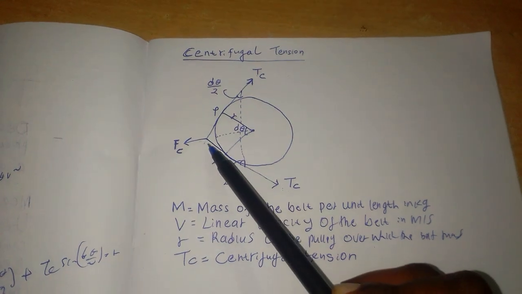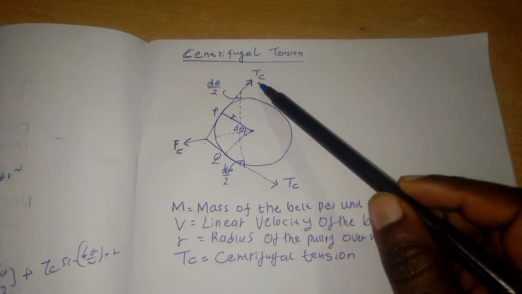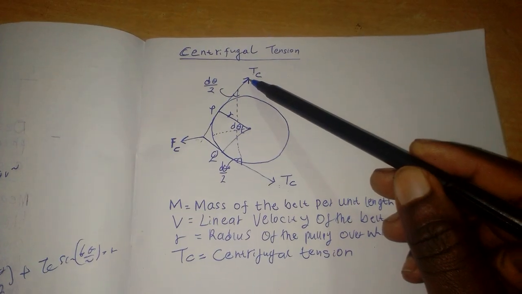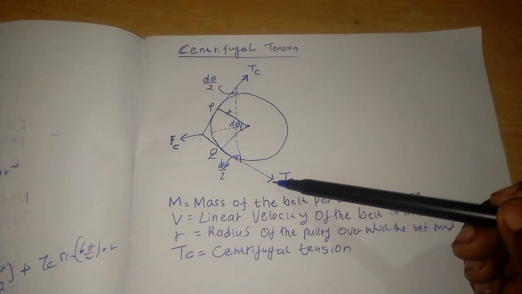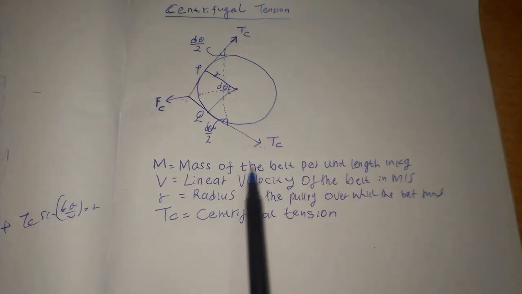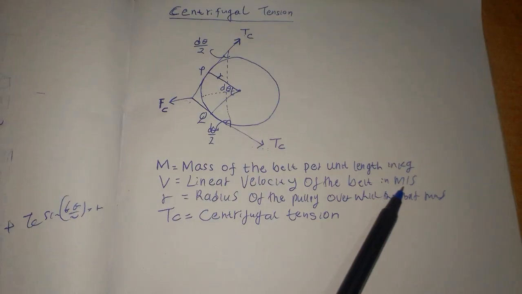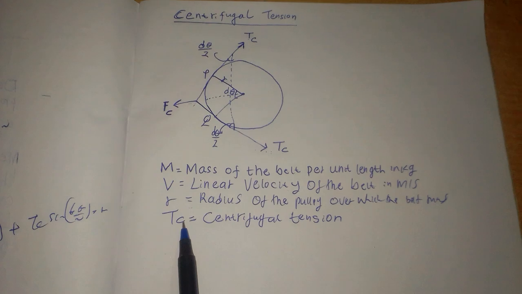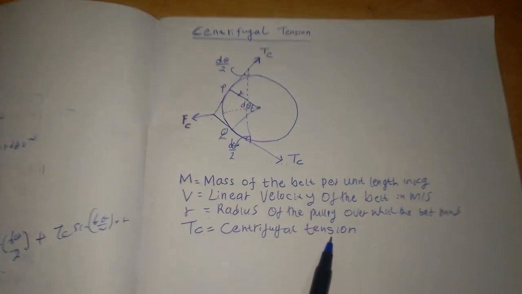Now, this centrifugal force causes an increase of tension at the slack side and also an increase of tension at the tight side. At this slack side, we have the centrifugal tension, and at the tight side, we also have the centrifugal tension. Now, m is the mass of the belt per unit length in kilograms, v is the linear velocity of the belt in meters per second, and r is the radius of the pulley over which the belt runs, and Tc is the centrifugal tension caused by the centrifugal force.